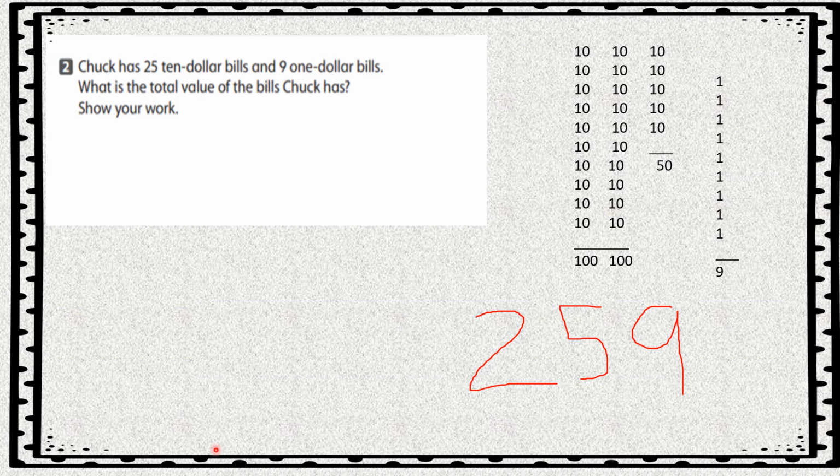Really think about this question and think about how you're going to answer it. I might give you 14 $10 bills and 7 $1 bills. What would you do over here? Maybe I'm going to give you 38 $10 bills and 6 $1 bills. What would you draw over here? Practice that, okay? Have your parents look at it and see if you have it right. All right, we are going to go to the next slide, to the next problem.